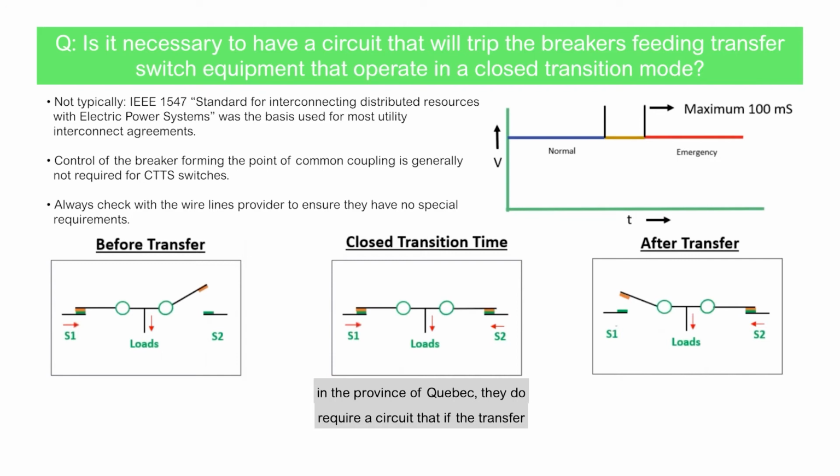In particular, in the province of Quebec, they do require a circuit that, if the transfer is not completed within 100 milliseconds, takes action to open the point of common coupling, thereby isolating the embedded generator from the utility source. It is possible, and that feature is actually a standard feature of all the ASCO closed transition transfer switches. It actually is a required feature of any transfer switch that is CSA certified to the 1708.1 standard. So from a designer standpoint, if that is required by the utility, and you specify certified transfer switches for that purpose, you should have that feature if it's required. But typically, it's not required.